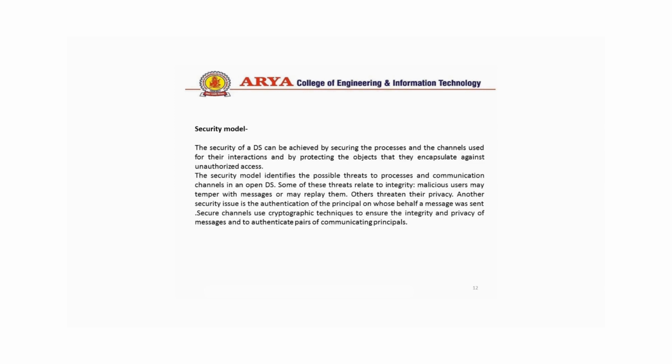Secure channels use cryptographic techniques to ensure the integrity and privacy of the messages and to authenticate pairs of communicating principals. So the security model is concerned with securing the processes and the channels. It is used to encapsulate the messages that are going to be transmitted in communication by using various cryptographic algorithms. It is used to secure the channel by using various mechanisms such as secure socket layer programming, etc. All these techniques we have studied in detail in the subject information security system. So that is all with the system models in distributed systems.